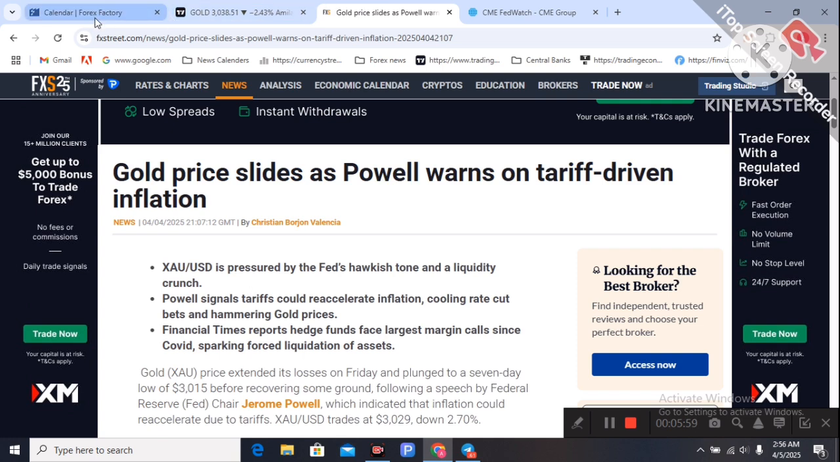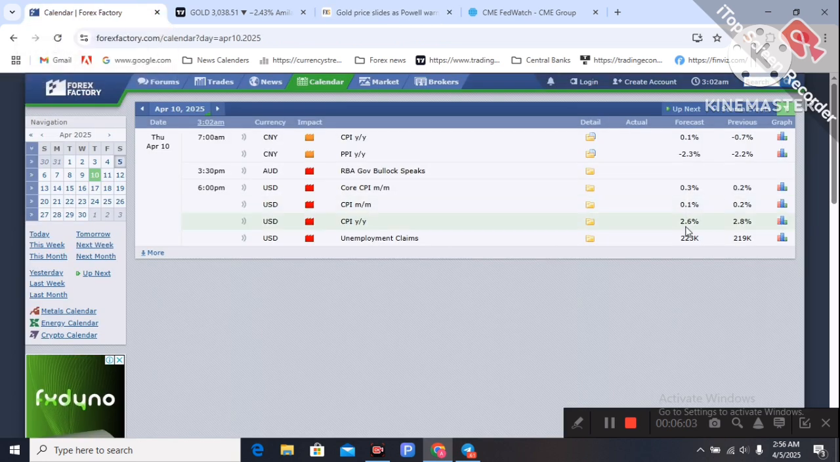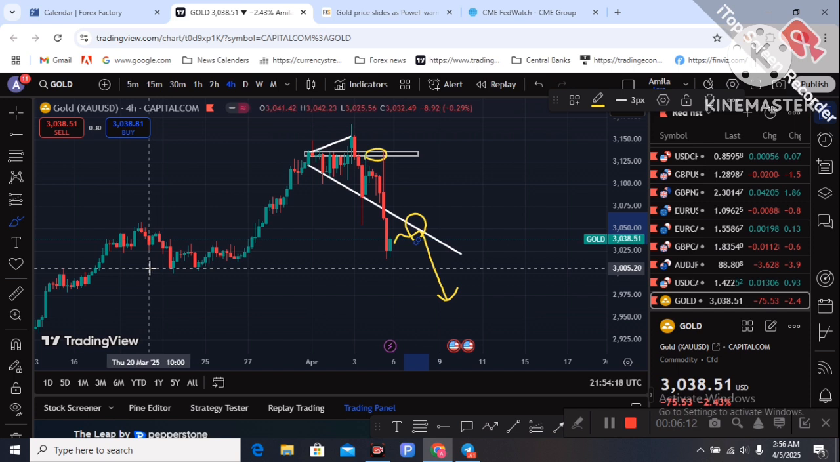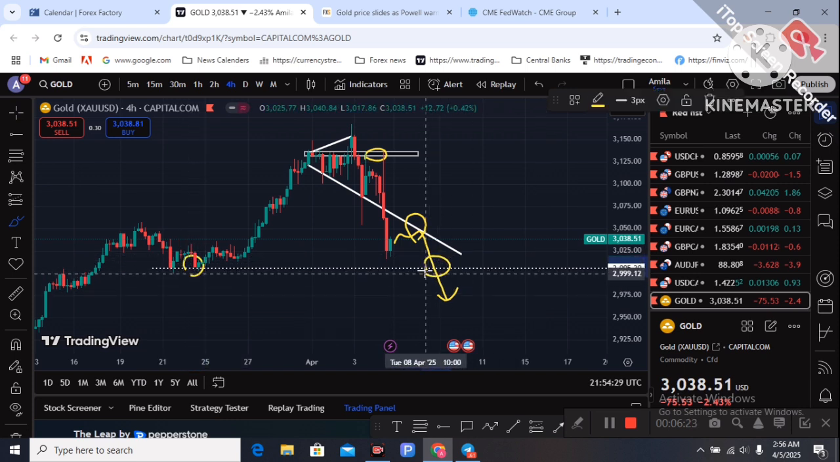Powell mentioned tariff-driven inflation. So if inflation increases, that will help gold drop to the downside. The target is 3000 on the downside, and the first support zone is technically also 3000, the big support zone. So that is what the 4-hour chart indicates technically, and the interesting economic event is the US inflation report next week.